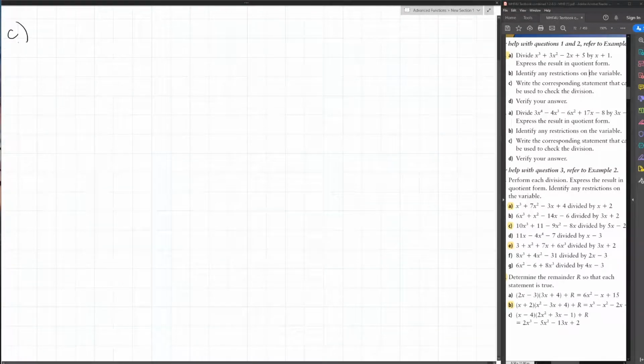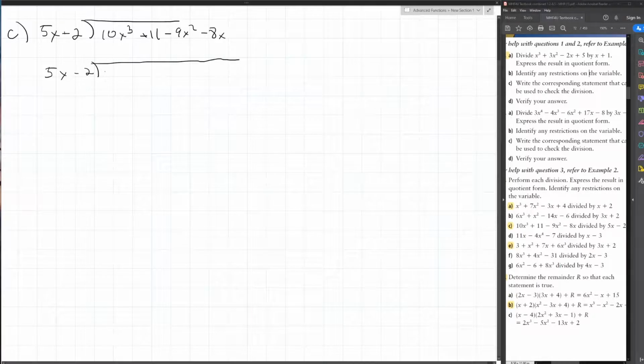So for C, we have our divisor, which is 5x minus 2, dividing 10x to the power 3 plus 11 minus 9x squared minus 8x. So here we see they're not organized, so we have to rewrite it again. 5x minus 2 is dividing 10x cubed minus 9x squared minus 8x plus 11.